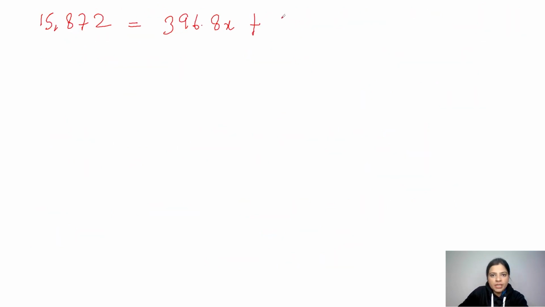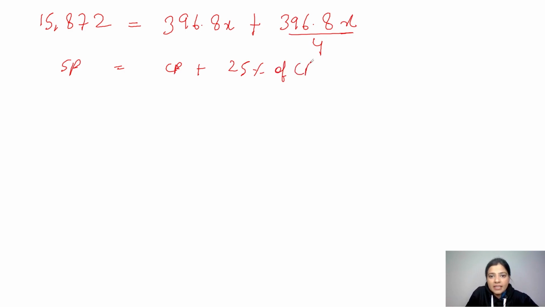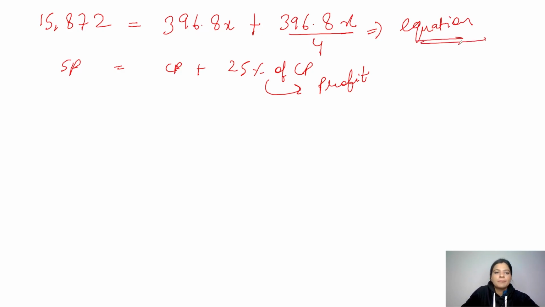So 25% is nothing but 1 by 4. So 396.8x upon 4. You can see how I wrote the equation. Selling price over here is nothing but cost price plus 25% of cost price, that was his profit. So this is how I wrote the equation. Now I have got a beautiful equation in x. I will solve this equation to get the value of x. So when you solve this equation on your on-screen calculator, x comes out to be 32.